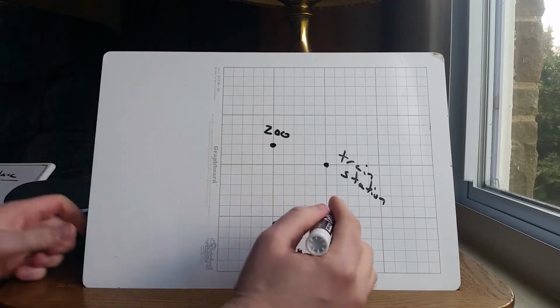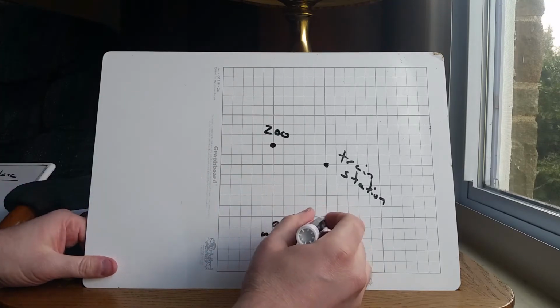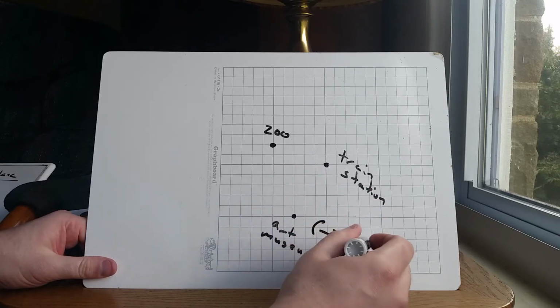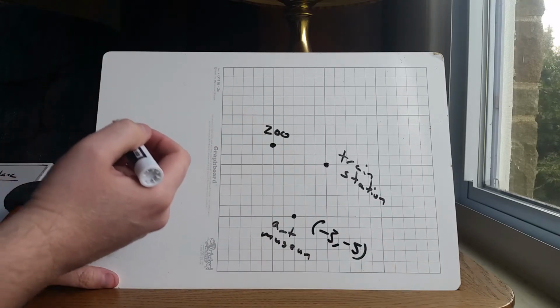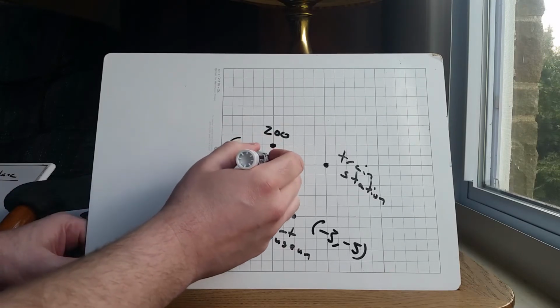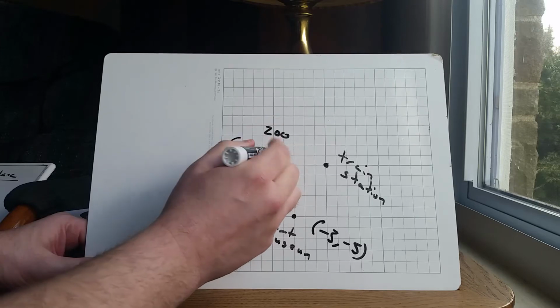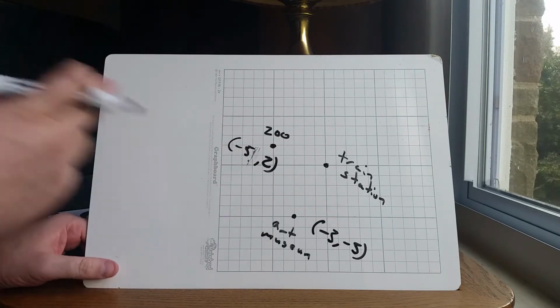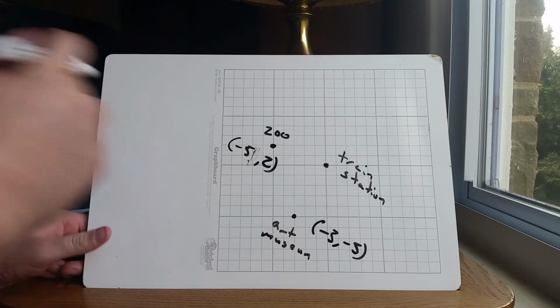So the art museum is at -3, -5. The zoo is at -5, 2. So I need to take these points and I need to do my distance formula.